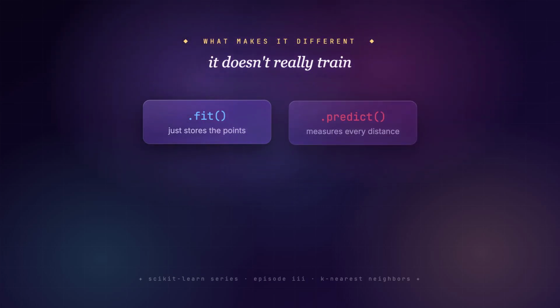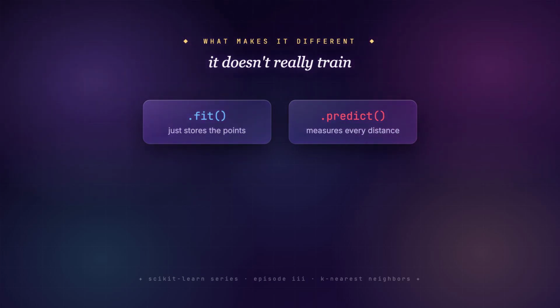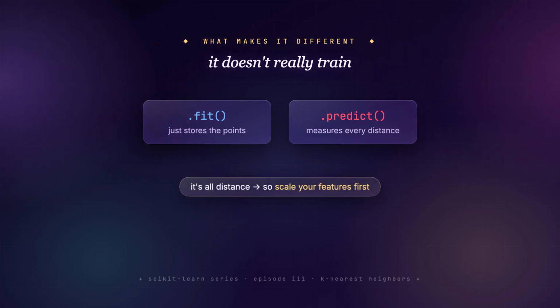Now, something subtle but important. K nearest neighbors doesn't really train. There's no equation to fit. For this model, fitting just means storing the points. All the actual work happens later, at prediction time, when it measures all those distances. And because everything rides on distance, the scale of your features matters enormously. So we almost always standardize them first, putting every feature on the same footing.